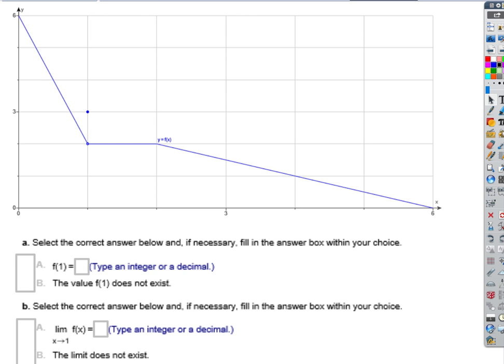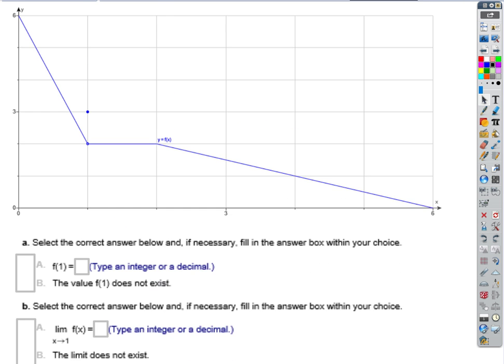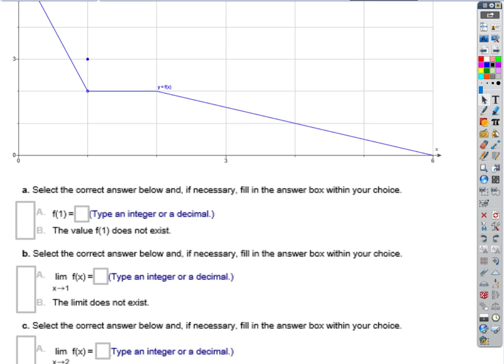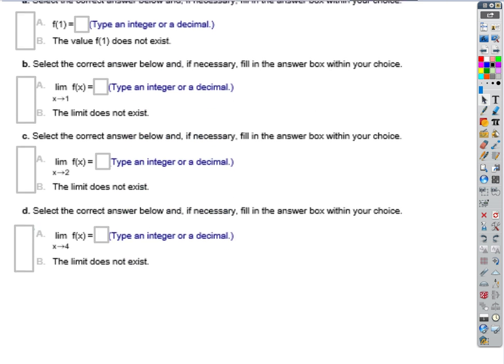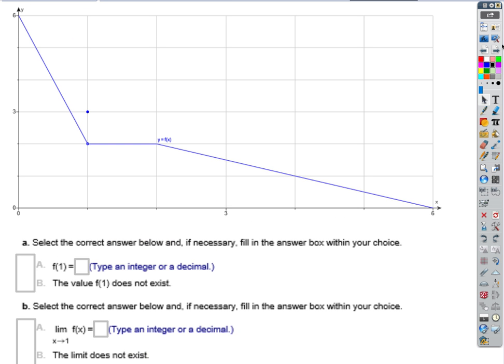So what about something like this? If we're given a graph and we're asked about finding limits, evaluating the function and finding limits. So they want to know, what do you think? Maze, you okay on this one? Can I ask a question?